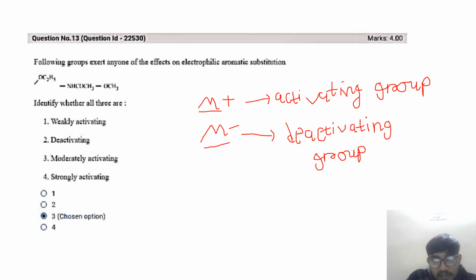In this question, which was also asked in GPAT 2023, they have given you an ethoxy group, then an NHCOCH3 group and an OCH3 group. Now the answer of this question is moderately activating.